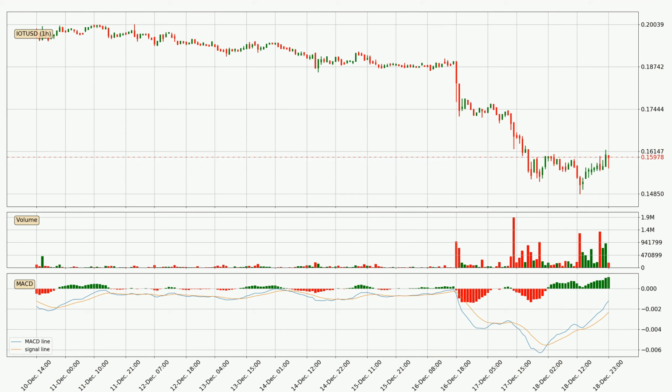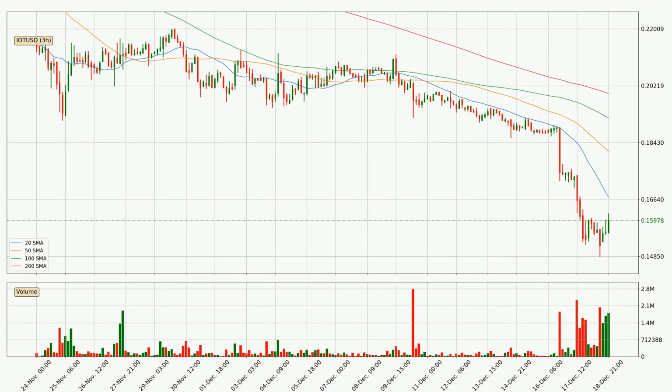Now looking at the current hourly MACD, seeing as the MACD line is above the signal line, meaning that the trend is currently on the up. Looking at the MACD histogram, we can see that the momentum is strong at the moment and we can expect the price to continue growing or maybe at least remaining the same for some time.